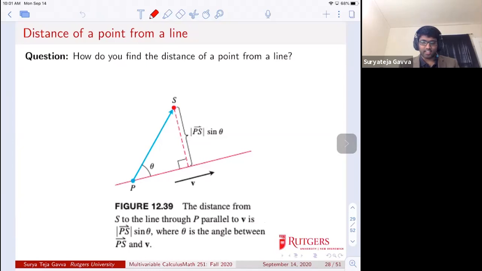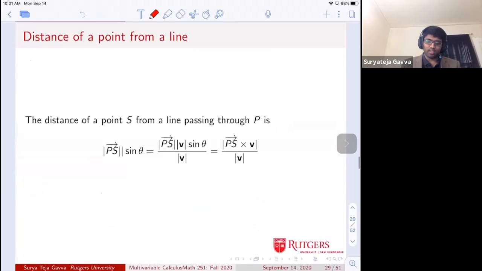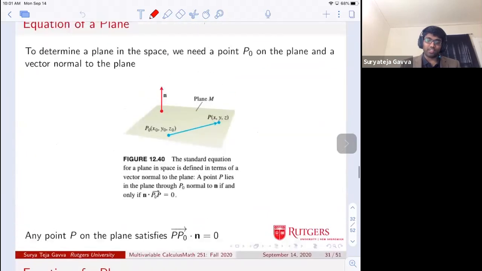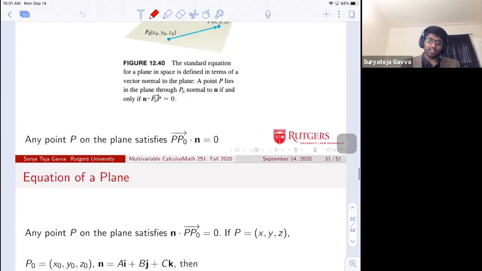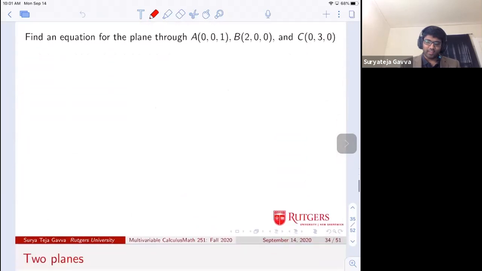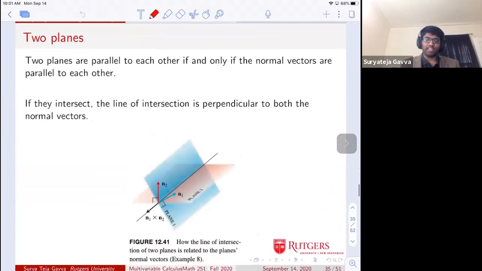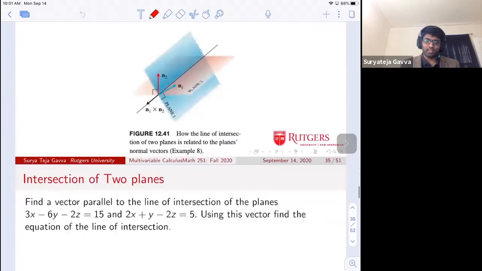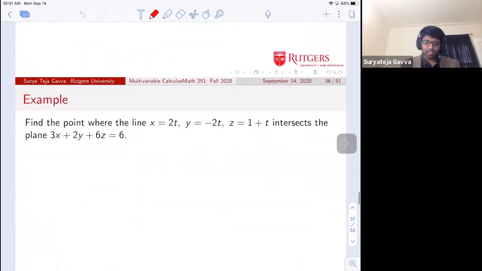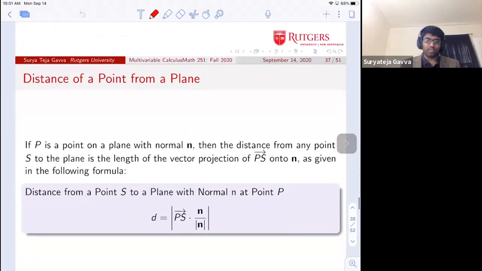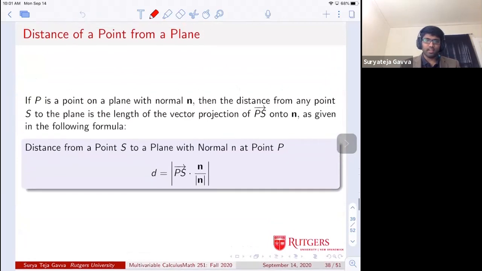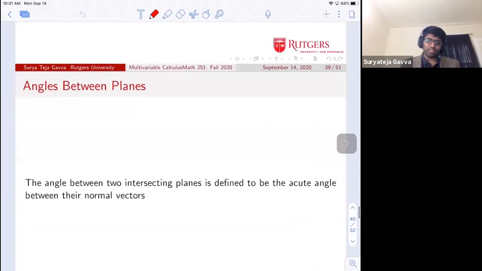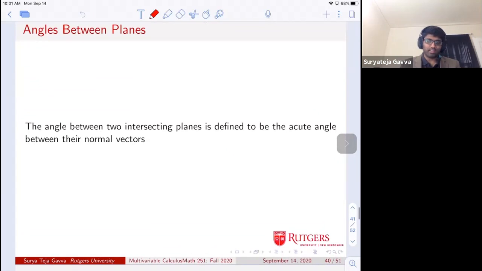Yeah, so there are other quantities that you want to compute. We computed the equation of the lines. Then we want to compute the distance between a line and a point. Then you want to write the equations of not just lines, you want to write the equation of a plane. So that's the next thing. And then you want to know when two planes intersect. What are the intersections of two planes? And what is the distance between a point and a plane? And you want to understand what is the angle between two planes?